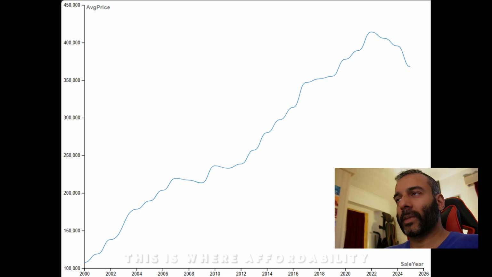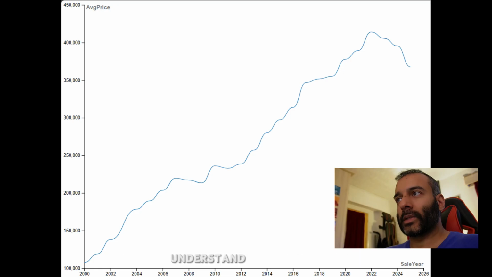This is where affordability becomes such a big issue, because wages haven't kept pace with this level of growth. So while this chart looks like a steady line going up, what it really represents is a growing gap between house prices and what people can realistically afford.